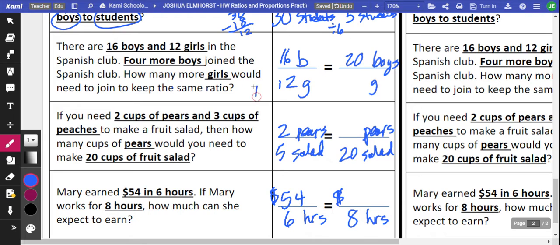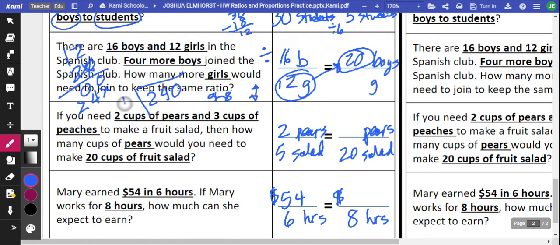So looking for factors up and down, 12 and 16 does not have a factor. If you're looking right and left, back and forth, there's not a factor. So then we're going to cross multiply 12 times 20 and then divide by 16 to get the answer. So 12 times 20, that's 240, divided by 16.